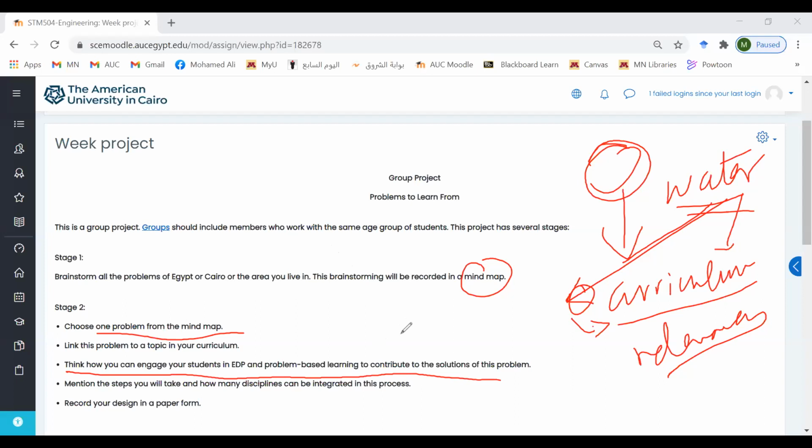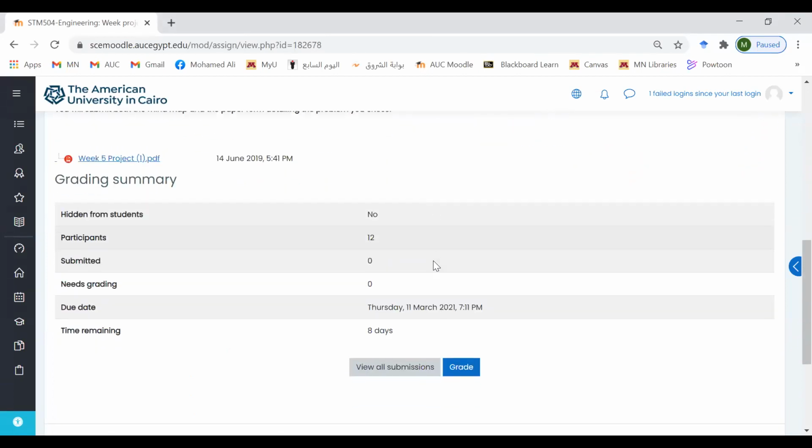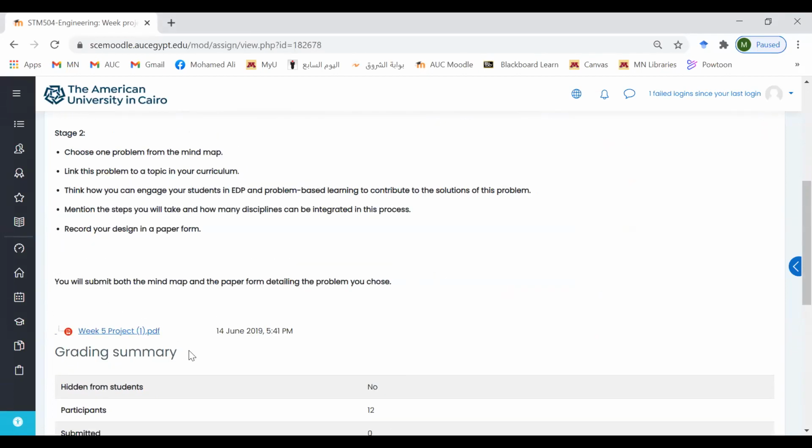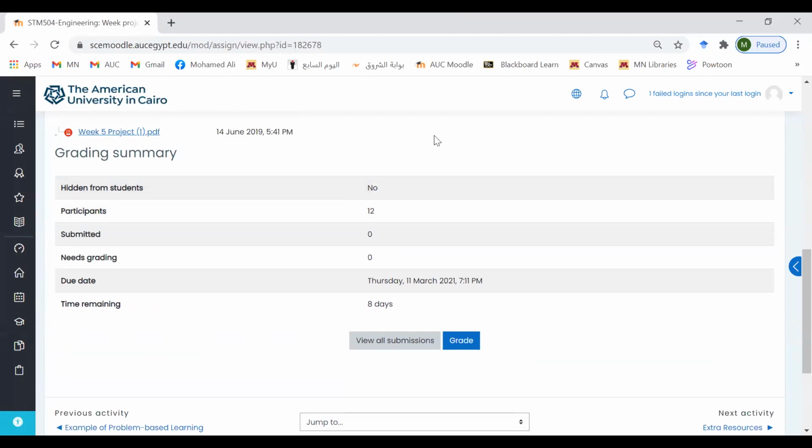So we are 3 groups. So I need only 3 projects to be uploaded to this place. And of course, these are the description of the project here. You can download it. The rubric and all the details are here. And if you have any further questions, you can ask me now, or you can send me the question on the WhatsApp group or any other way. Okay.